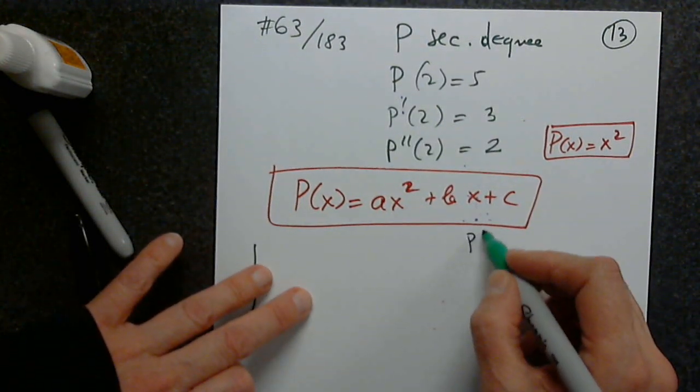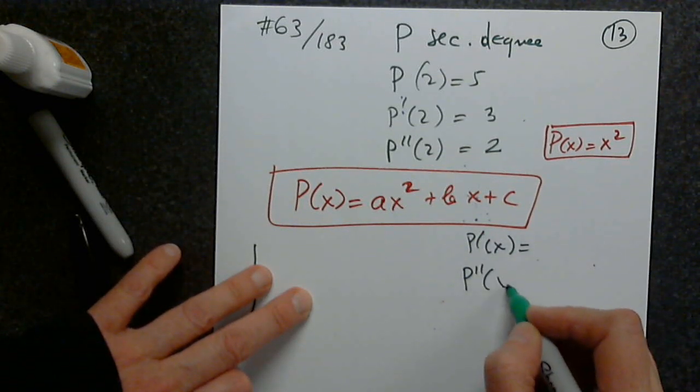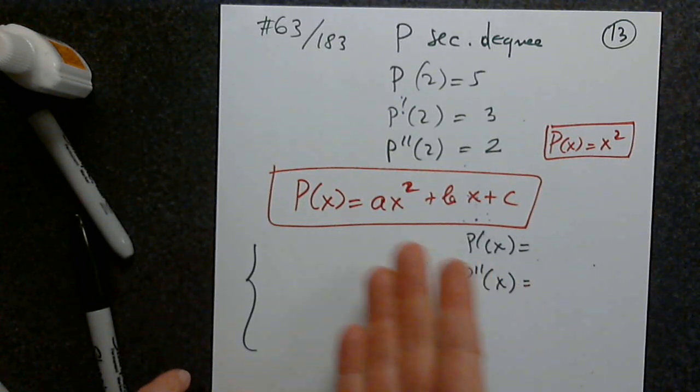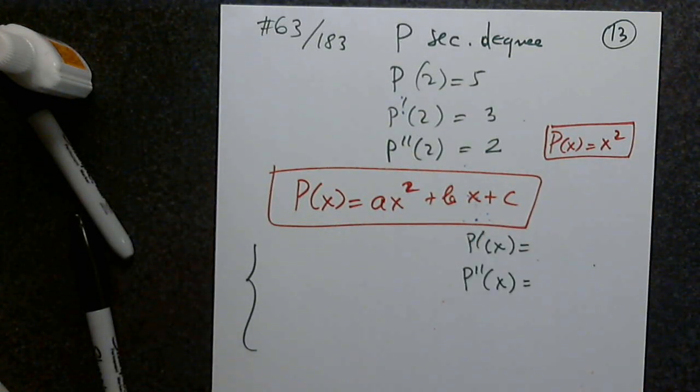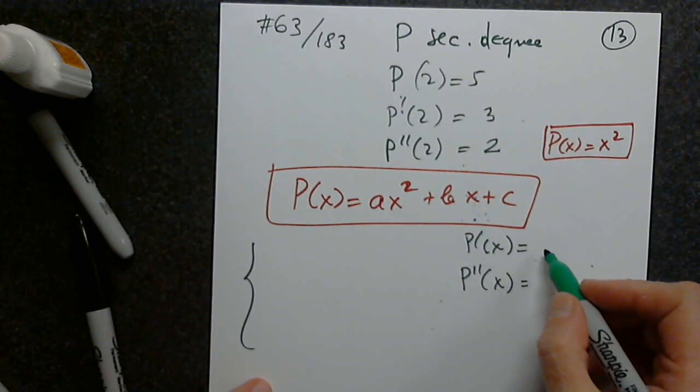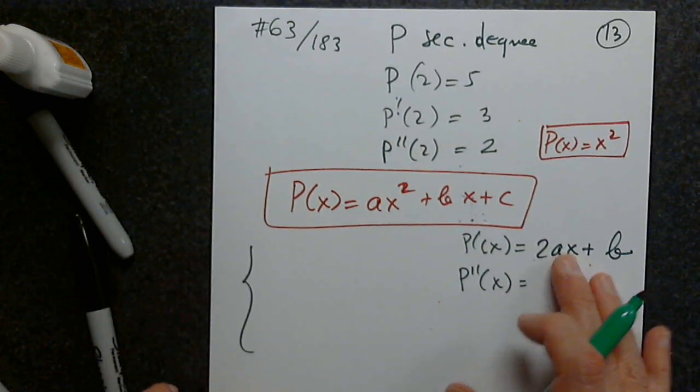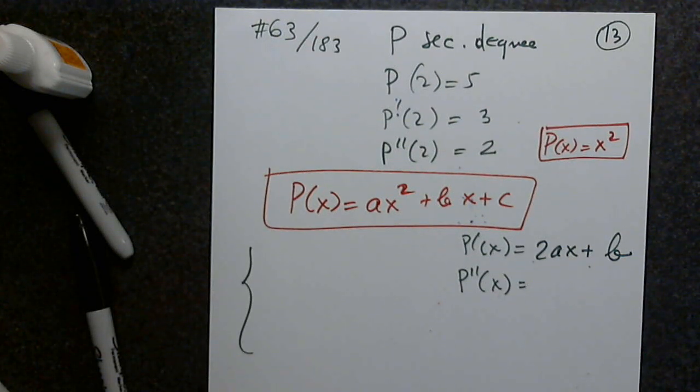But before that, let's find p prime of x and p double prime of x, which is the derivative of p prime. So can you please differentiate this? And no, not with the formal definition. We will not completely forget about it, but we will revive it a little bit later. But now we have differentiation rules. Excellent. Plus b. Good. And now please differentiate this one more time for the second derivative, which is the rate of change of the first derivative.